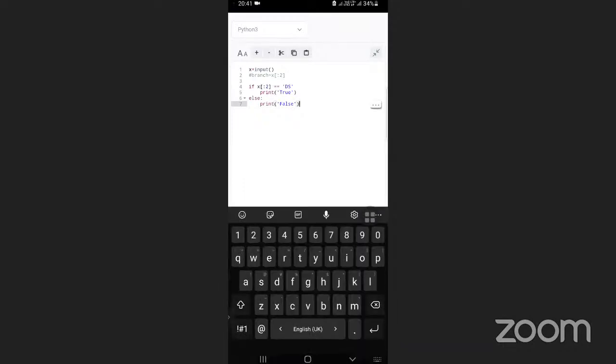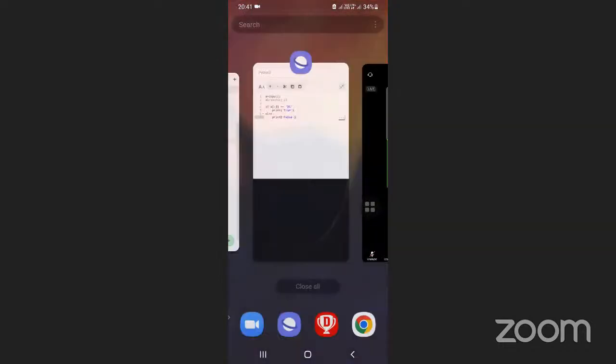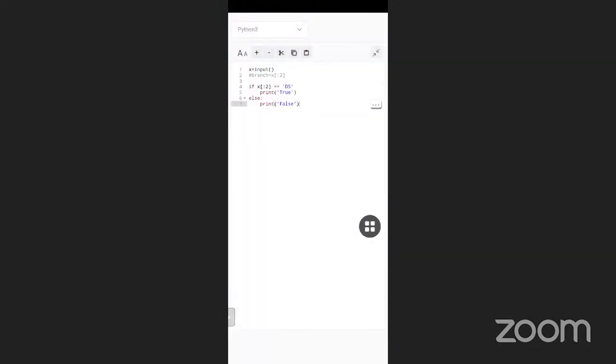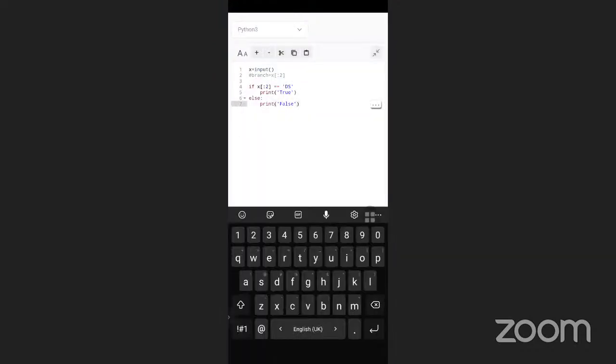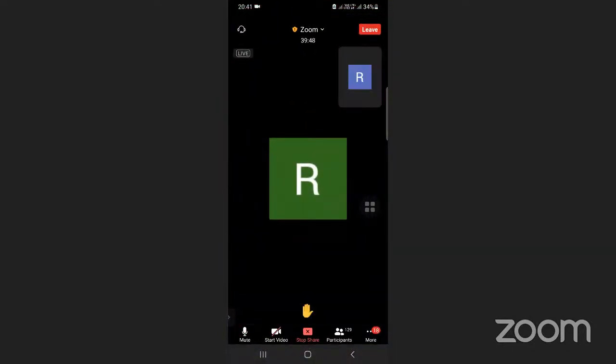The colon is missing after if. See, after if, there should be a colon. The syntax is wrong. After the if x of 2 equals DS, there should be a colon. The colon is missing. Okay, it's just a syntax mistake you have made.